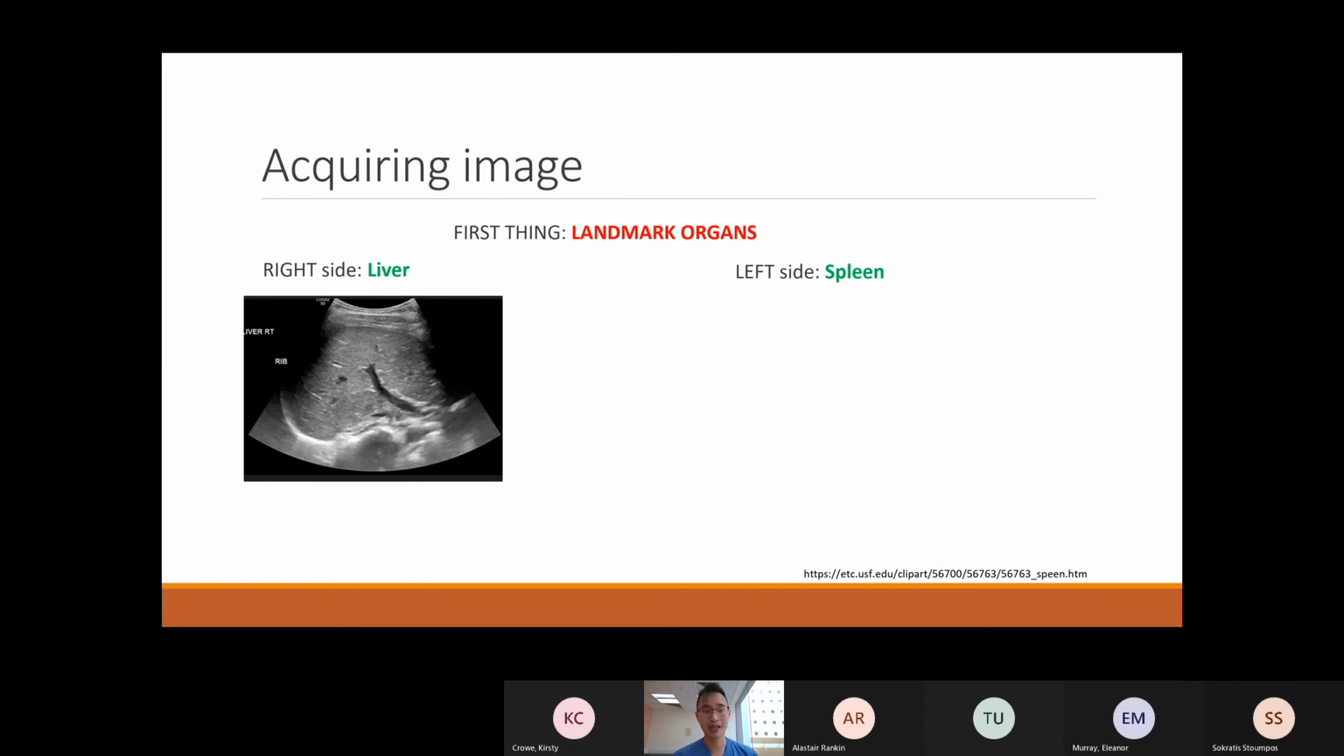The liver looks like an almost slightly coarser looking texture, a bit pockmarked. Has a very distinct appearance, and as you scan through, you will see the portal vein going through. It's a very distinct appearance. Once you find it, great.